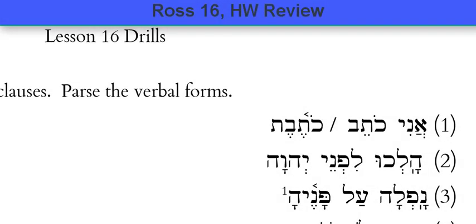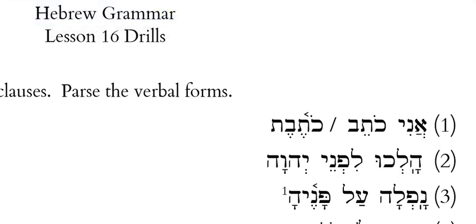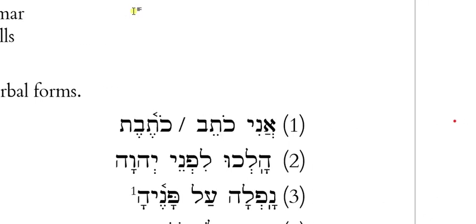Okay, so we want to take a look at the chapter 16 drills, and what I've asked you to do is to translate these clauses and to parse the verbal forms. So let's look at number 1 just to do a couple of examples. Ani kothev, say that with me. Ani kothev. What's ani mean? I, very good. And kothev?